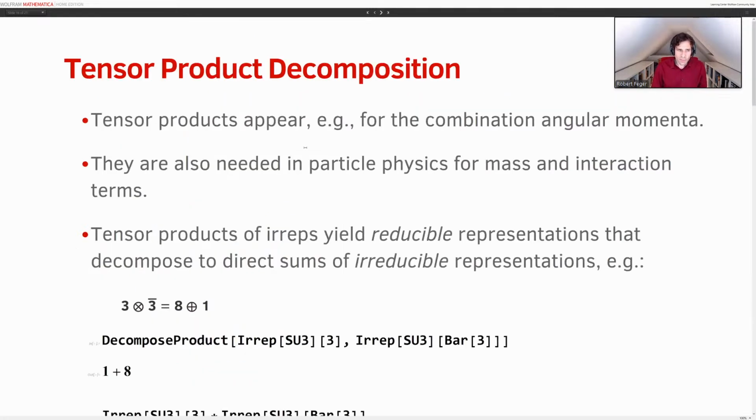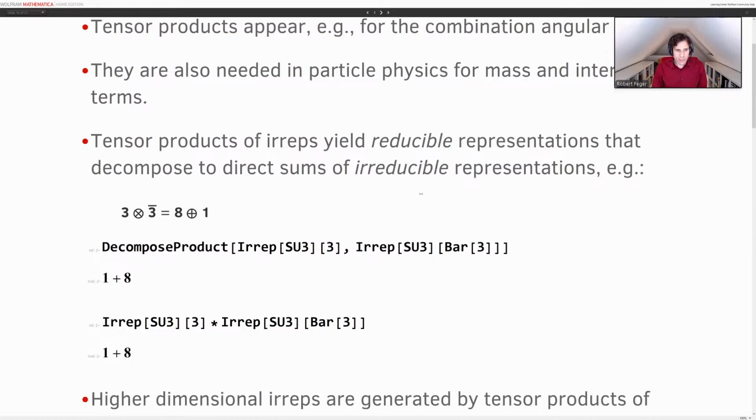Tensor product decomposition. Tensor products appear very often in physics, for example, for the combination of angular momentum, so angular momentum with spin, but they are also needed in particle physics for mass and interaction terms. The tensor product of irreps yields reducible representations, and they need to be decomposed into direct sums of irreducible representations. So for example, if you have a tensor product of the triplet and the anti-triplet representation of SU(3), the result is the direct sum of the 8 plus 1 as irreducible representations.